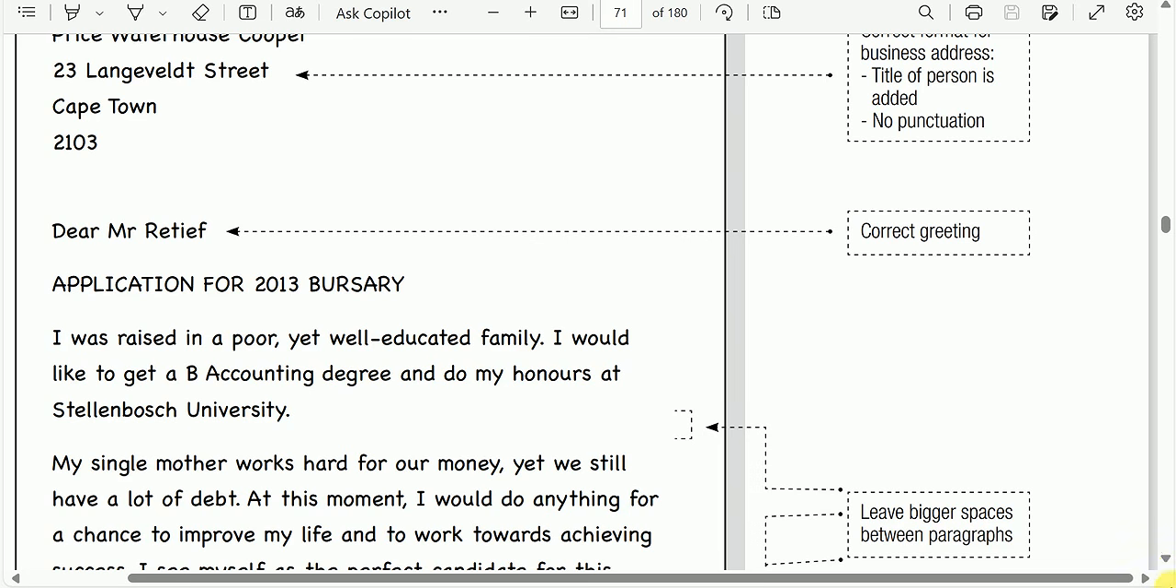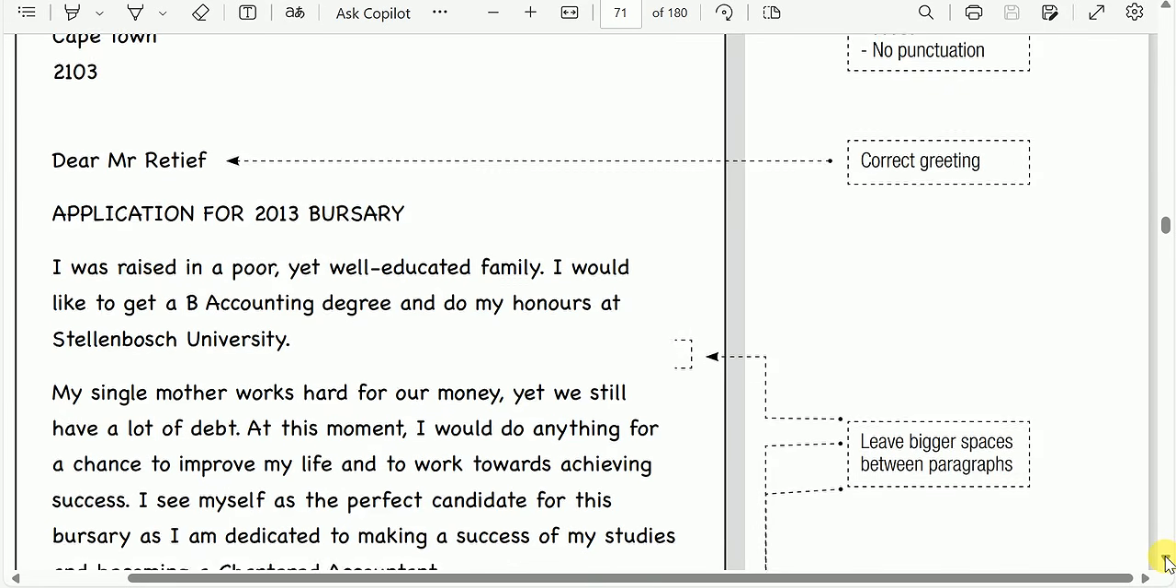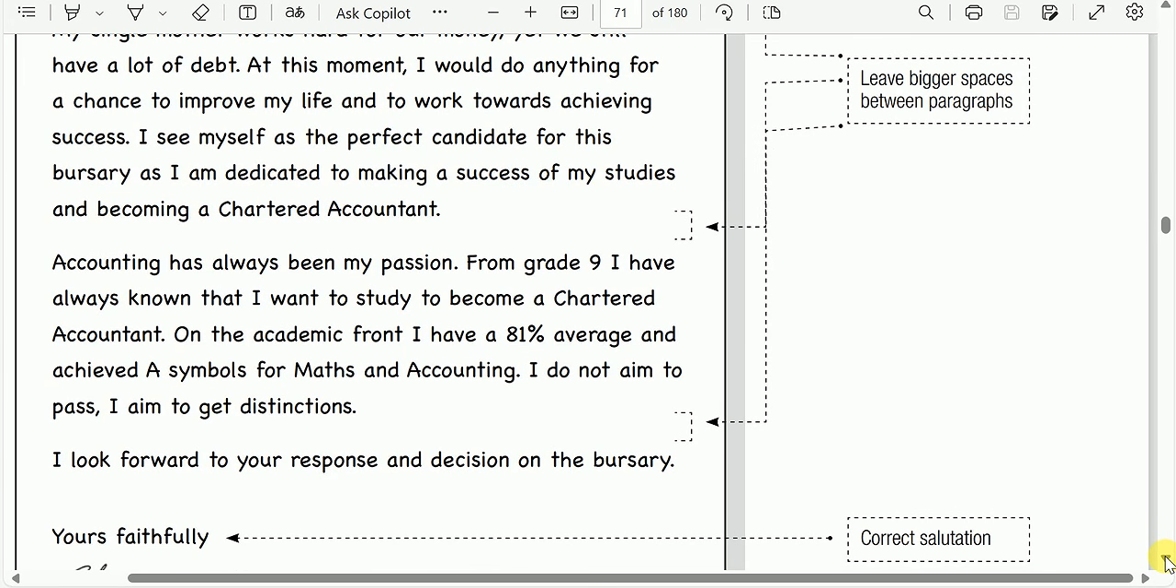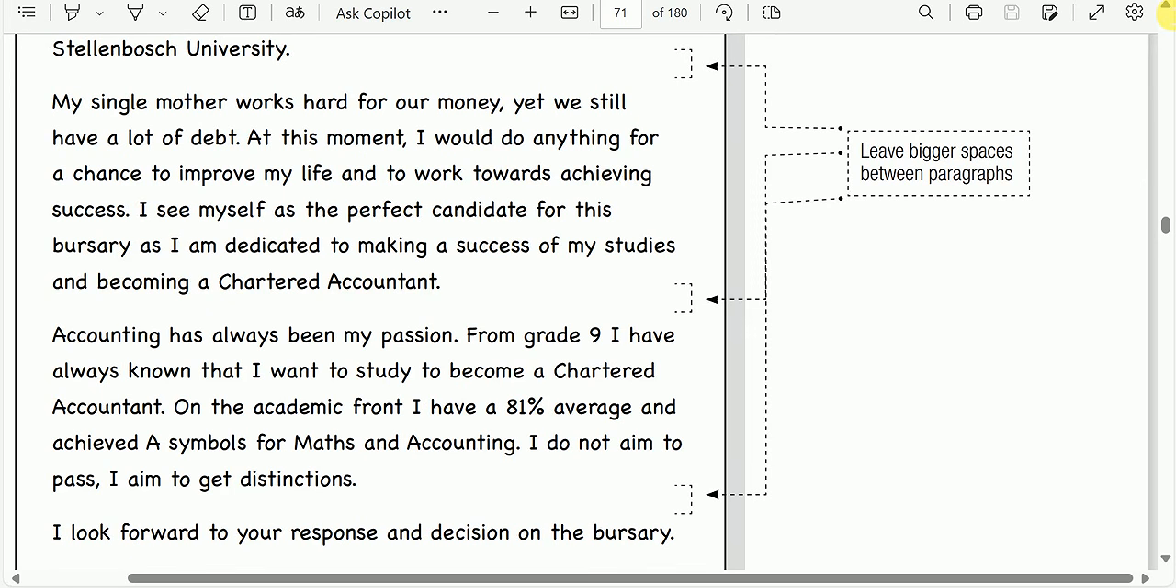Now, remember what we said from our planning. Every time when you start to write, you go back to your planning to ensure that you don't miss out anything. We said that in the second paragraph, that's where you are going to start to sell yourself, right? My single mother works hard for our money, yet we still have a lot of debt. So it gives a financial stance. At this moment, I would do anything for a chance to improve my life and to work towards achieving success, right? And then I see myself as a perfect candidate for this bursary, as I'm dedicated to making a success of my studies and becoming a chartered accountant.